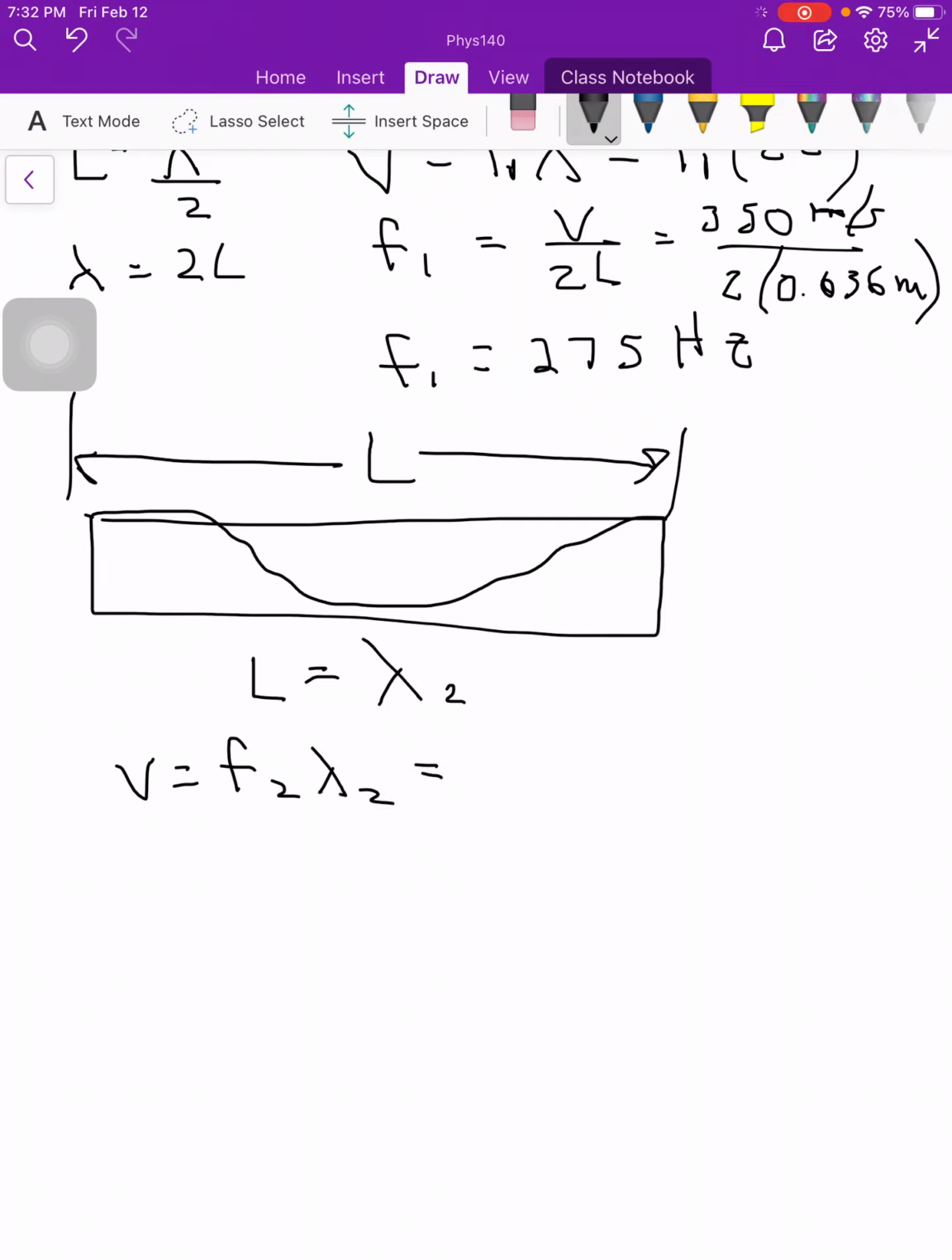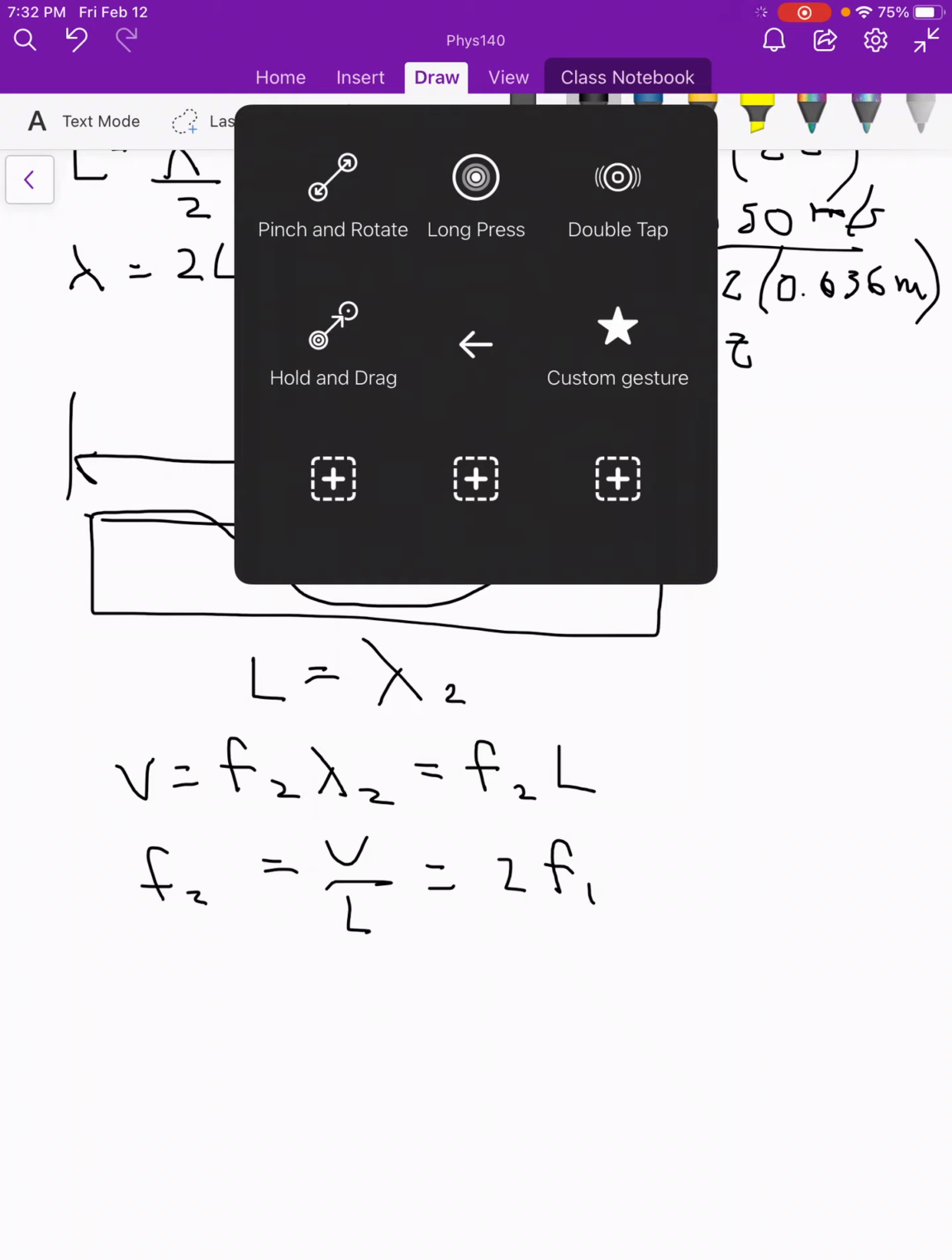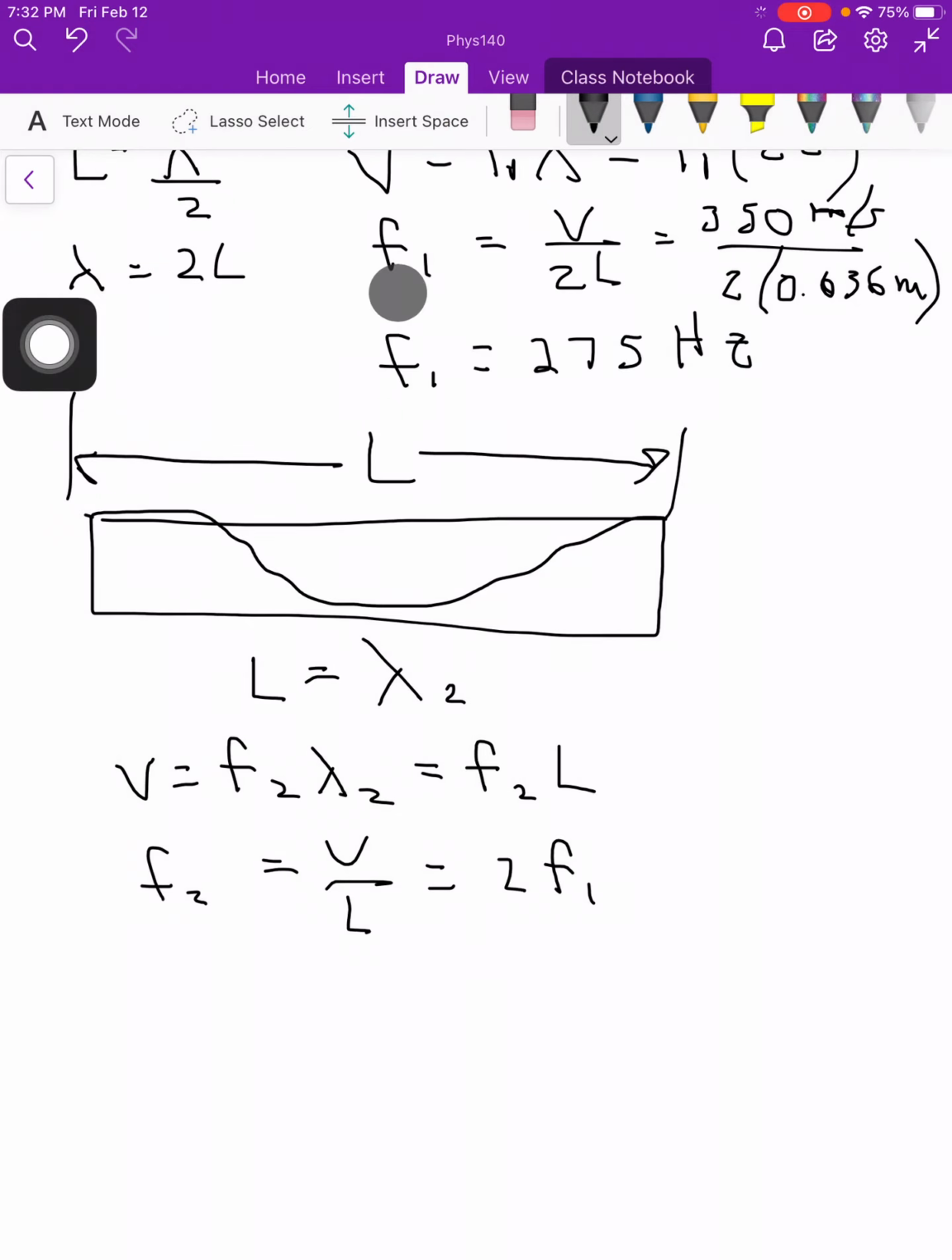And so that's going to equal F2 times L. So F2 is equal to V over L. And we know that V over L is equal to 2 times F1. Right? So if we look at this equation right up here, we see that F1 is equal to V over 2L. So F2 is going to be equal to 2 times V over 2L, and that will give me just plain V over L. So that's why I need to multiply by 2 here.